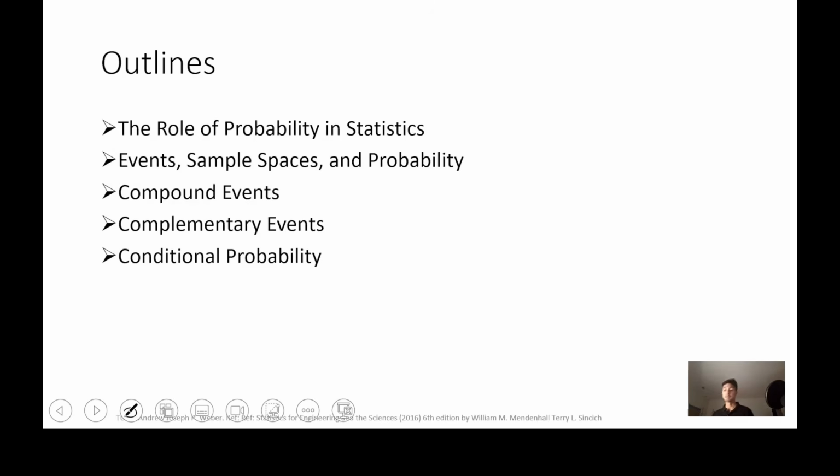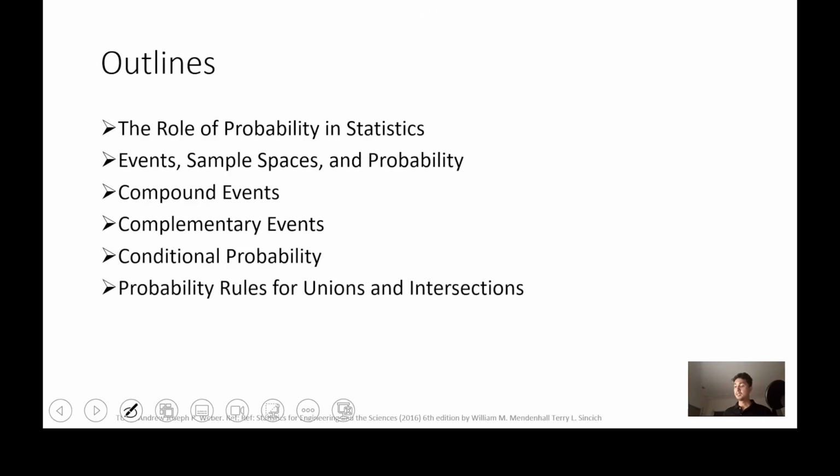The different types of probability. We have conditional probability and unconditional probability. Different probability rules used for unions and intersections. And the last, some counting rules.